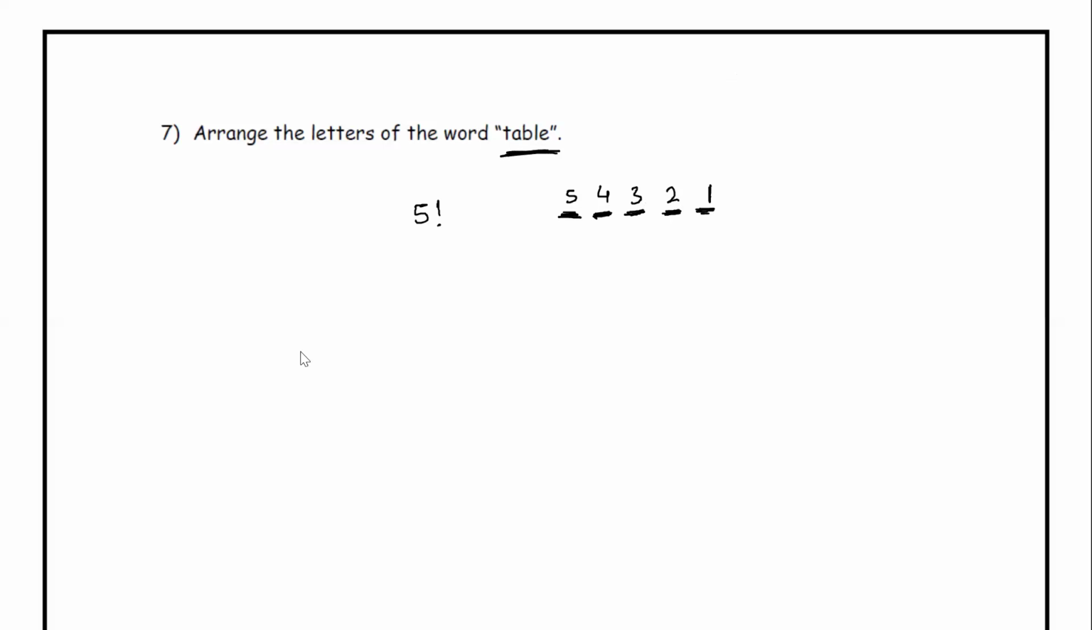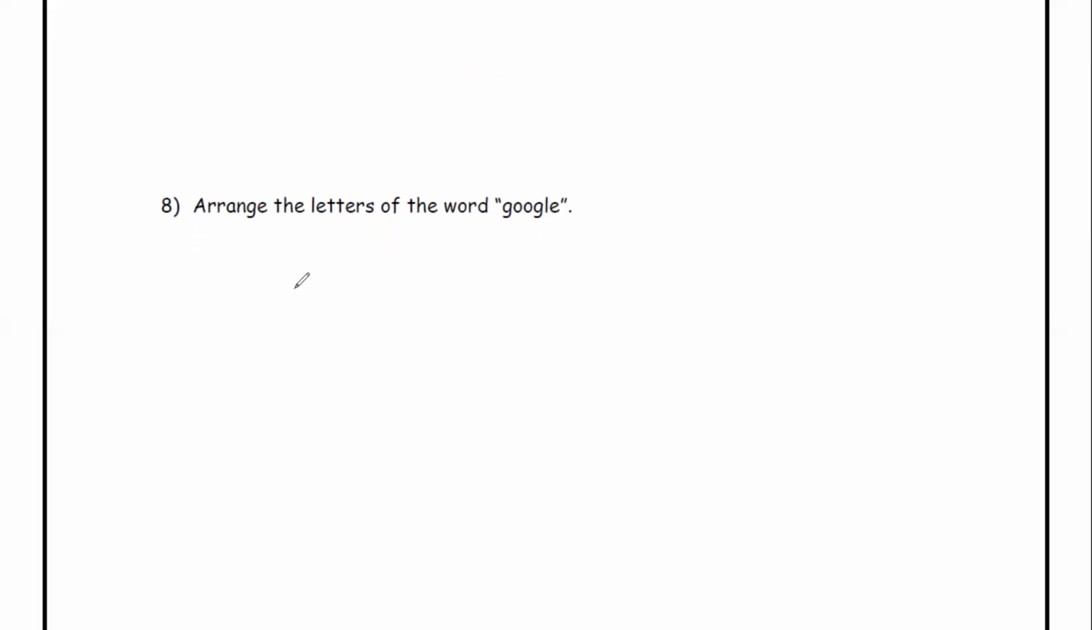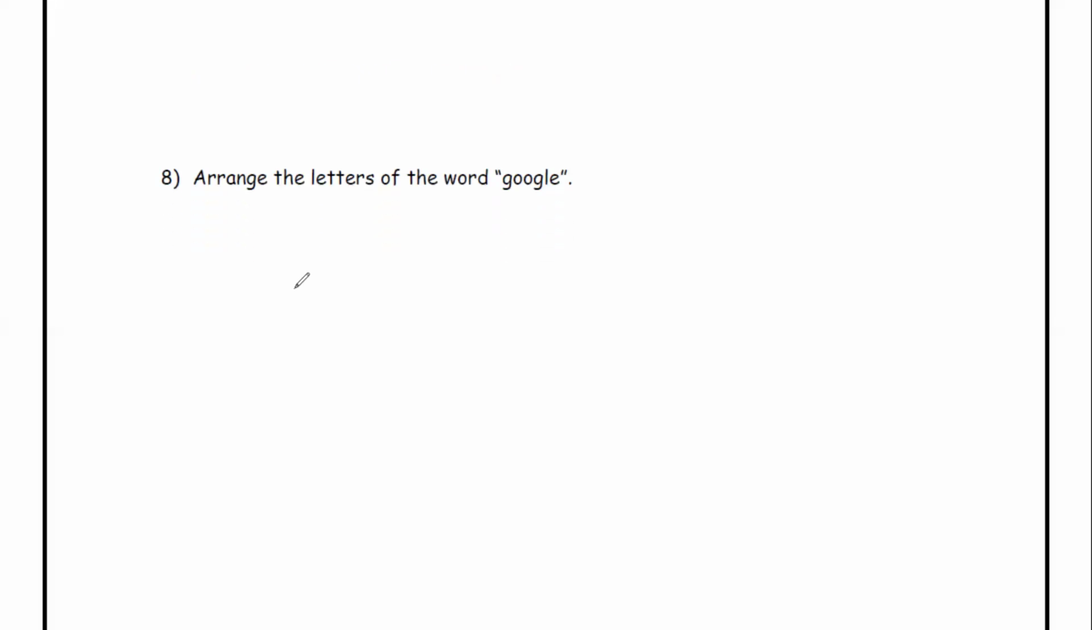Now let's consider another question where letters in the word are repeating. Understood? So when you have a word like Google, where there are two G's and two O's, first count the number of letters in the word. There are six letters, so you say 6 factorial, and then divide that by the factorial of the number of letters which are repeating. So two G's, divide by 2 factorial, and two O's, divide by 2 factorial.